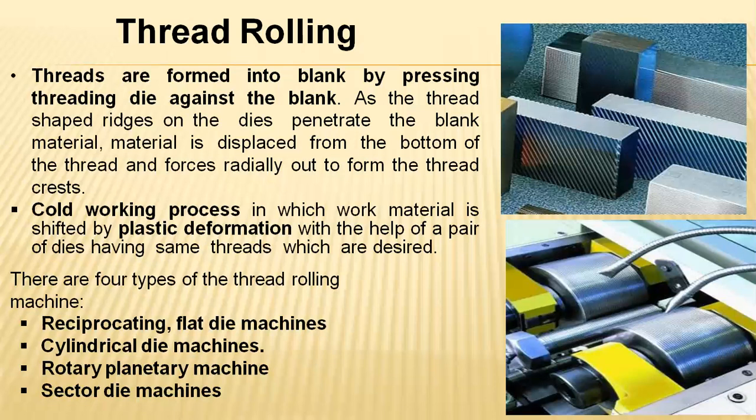Actually, we have four different types of thread rolling machines. First one is the reciprocating or flat die machine, then cylindrical die machines, rotary planetary machines, and segment die machines.